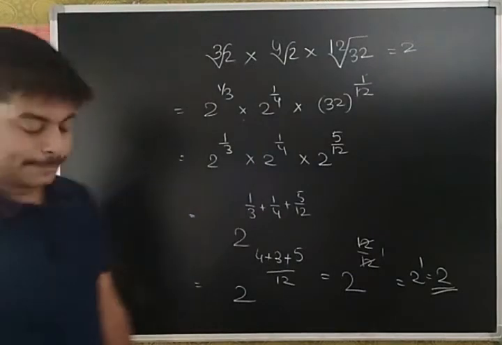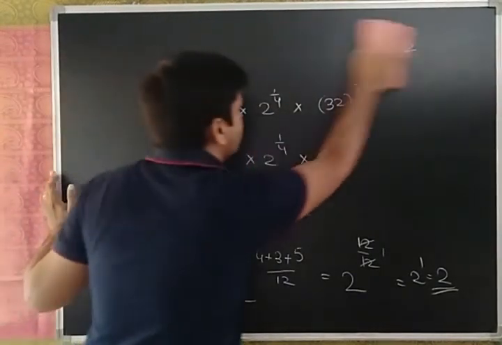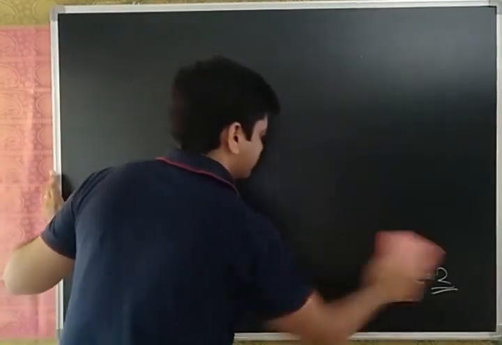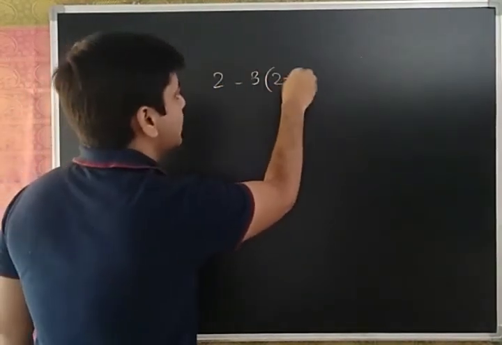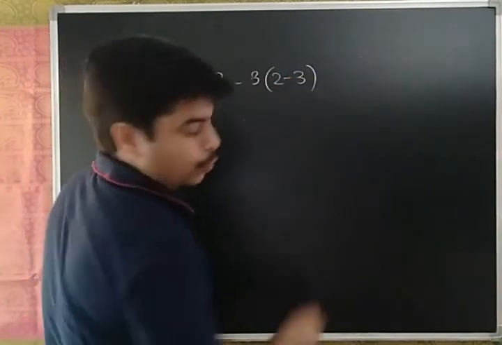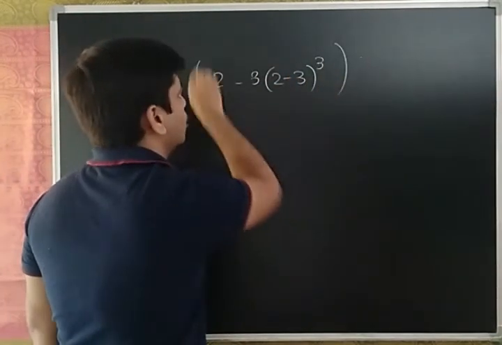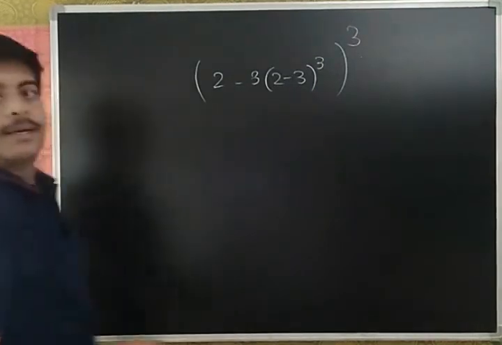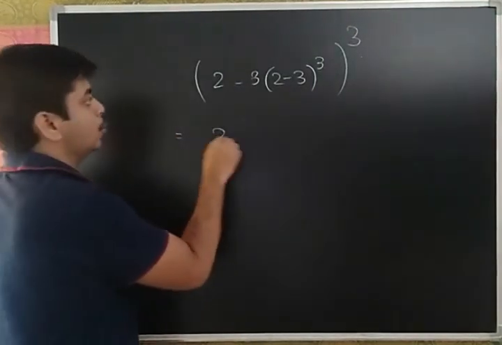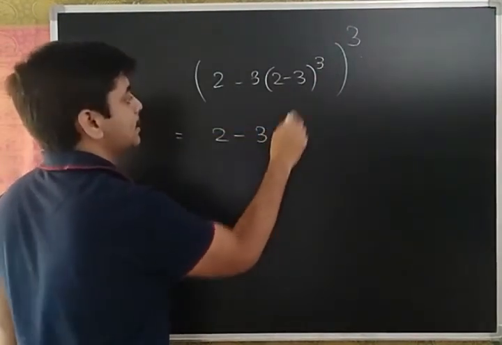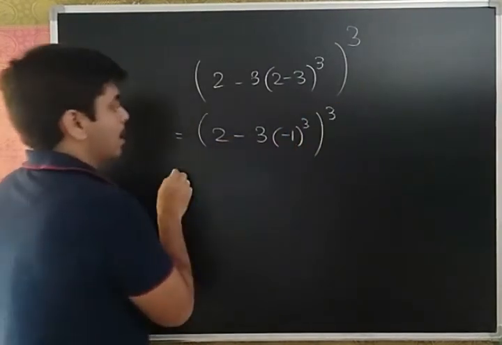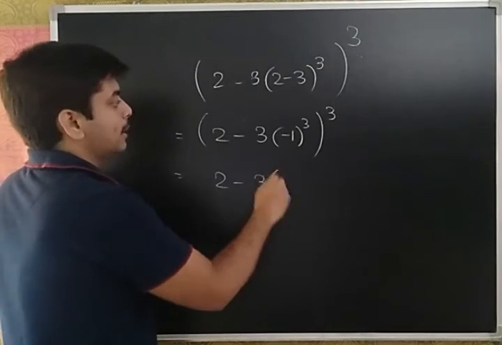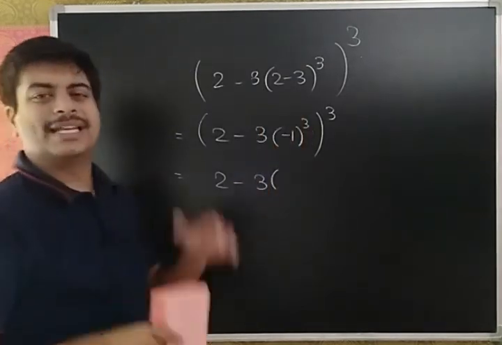So the next question is 2 minus 3 into 2 minus 3 whole cube, and this is whole cube. So this is 2 minus 3 into 2 minus 3 is minus 1, whole cube, whole 3. What is minus 1 whole cube? How do we get negative cubes?